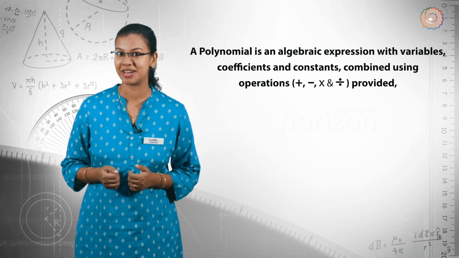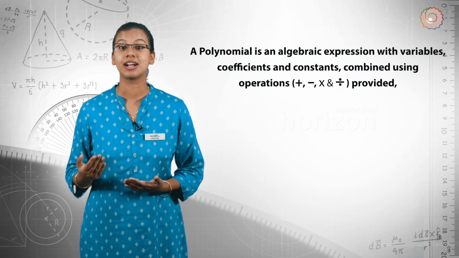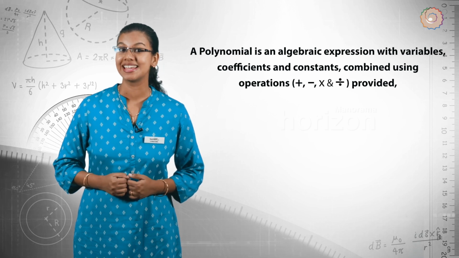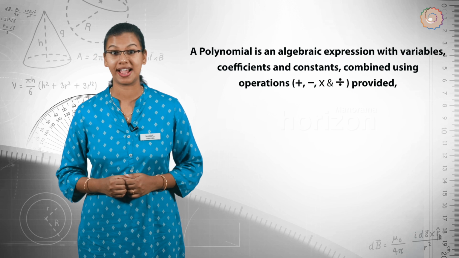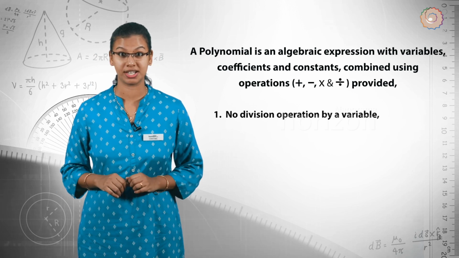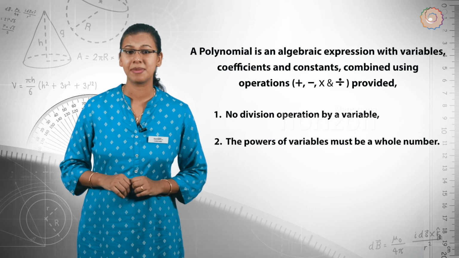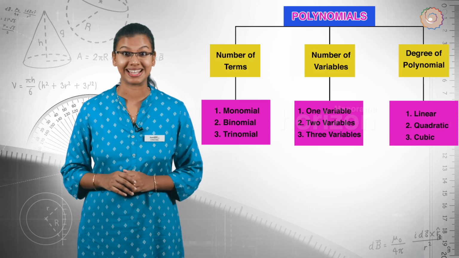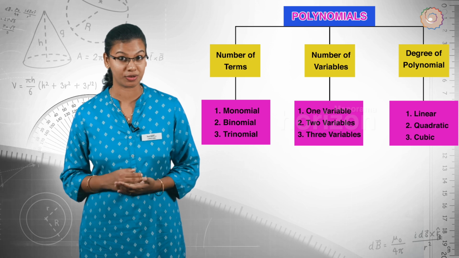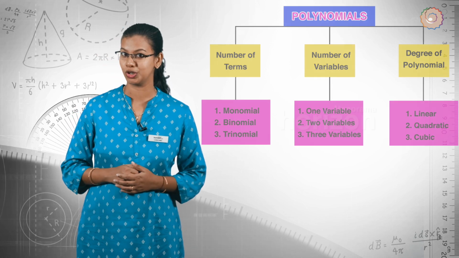A polynomial is an algebraic expression with variables, coefficients and constants combined using operations, that is addition, subtraction, multiplication and division, provided there is no division by a variable and the powers of variables must be whole numbers. Also, polynomials can be categorized by the number of terms, the number of variables and the degree of the polynomial.